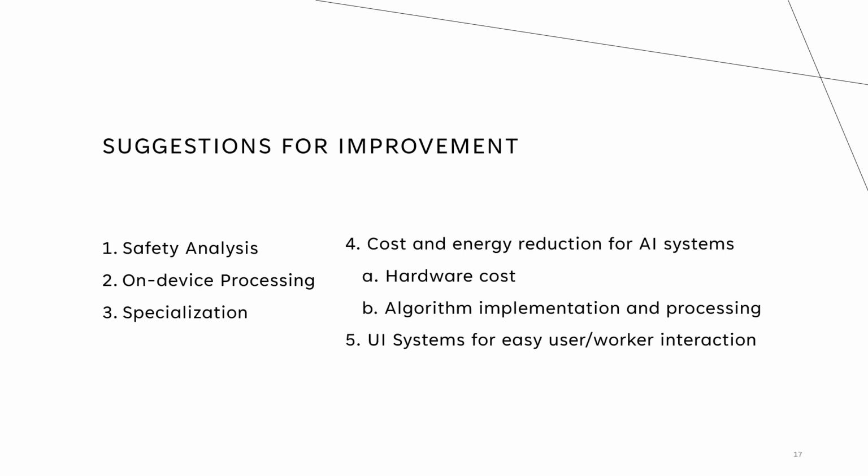Suggestions for improvement. Yes, on-device processing is great. Specialization of robots will probably improve their performance. Then there is cost and energy reduction for AI systems: hardware costs, algorithm implementation and processing. And how is the algorithm implemented? How much energy and resources does it use? The suggestion for improvement is to have algorithms that use fewer resources.